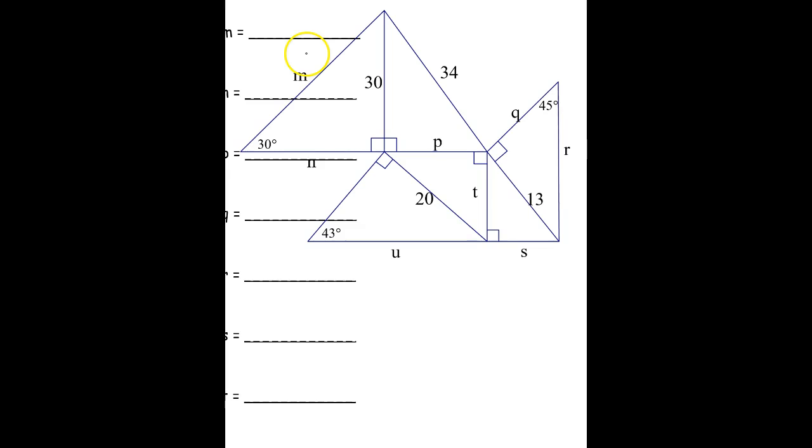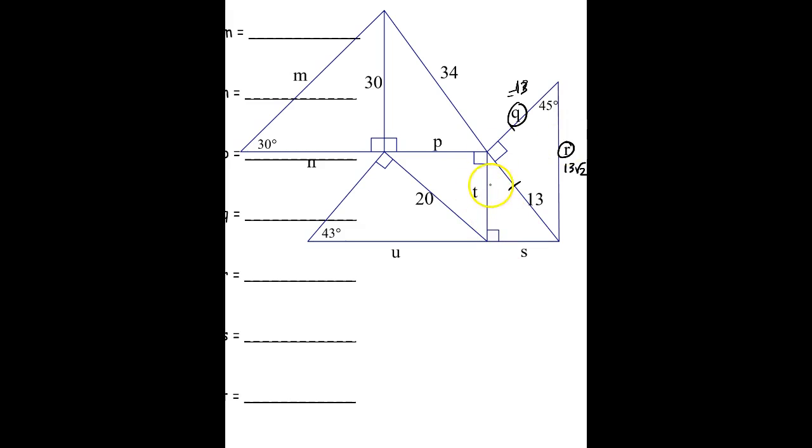If we scan through this, first of all, I like to look at the 45, 45, 90 triangles here. So it's pretty clear that this is 45, 45, 90, so we know Q is going to be 13 just because these sides are the same here. And then the hypotenuse of a 45, 45, 90 is always the side root 2. So R is going to be 13 root 2. So that's 2 of them. We found Q, we found R.